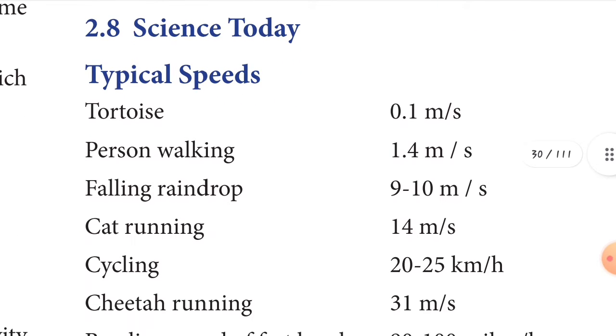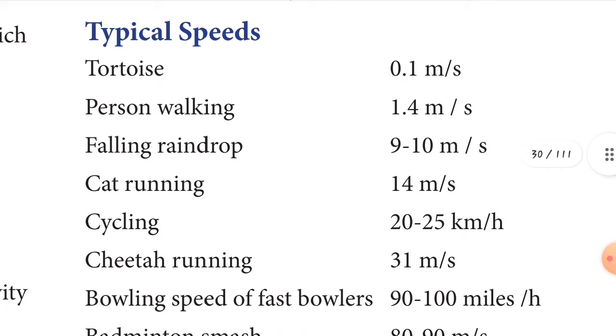See the science today, children. So, typical speeds. Take anything, what speed do you have to measure? First, you see the tortoise. Tortoise speed is 0.1 meter per second. Sometimes these are asked as 1 mark questions, children. So learn these points thoroughly, children. Typical speeds.